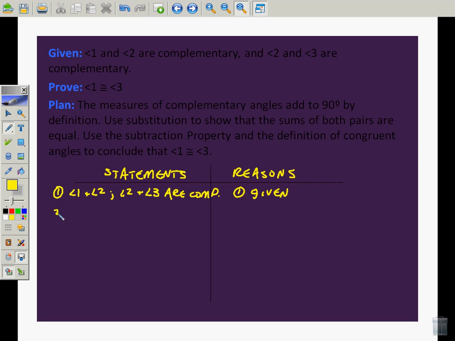Here's what I'm going to say next. I'm going to use what that means. And what that means is that they're both equal to 90. So the measure of angle 1 plus the measure of angle 2 is equal to 90. And the measure of angle 2 plus the measure of angle 3 is equal to 90. And that's the definition of complementary.